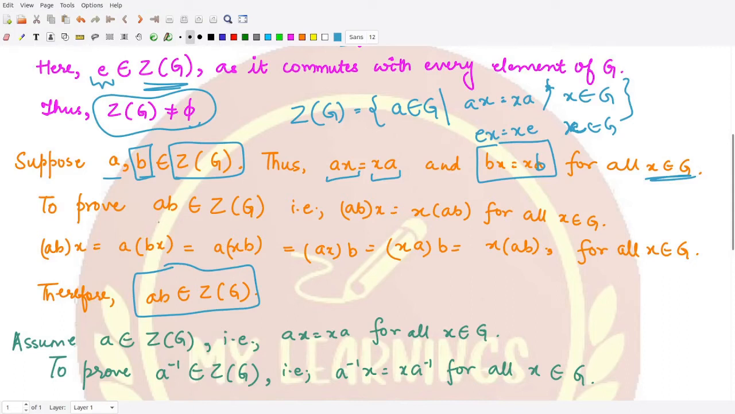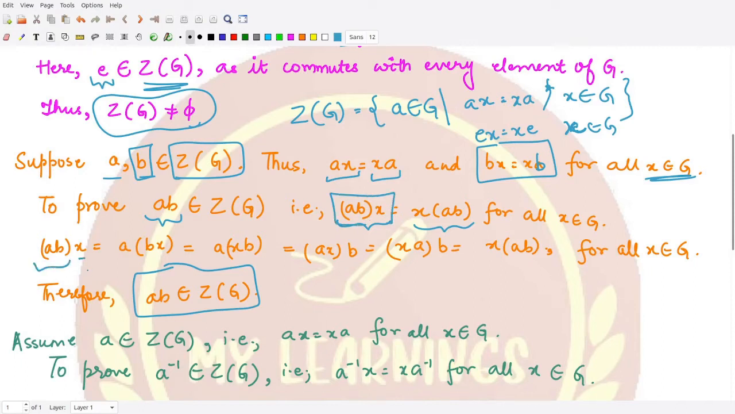Here we want to prove AB also belongs to the center of the group. That means AB should also commute with all the elements, so (AB)X should be equal to X(AB) for all the elements. This is what we want to prove. So let's consider the left hand side: we have (AB)X.